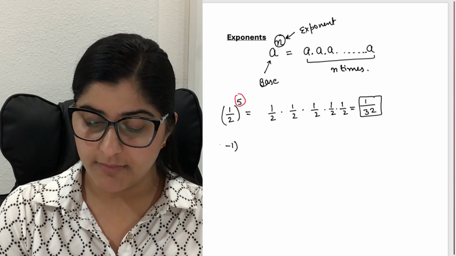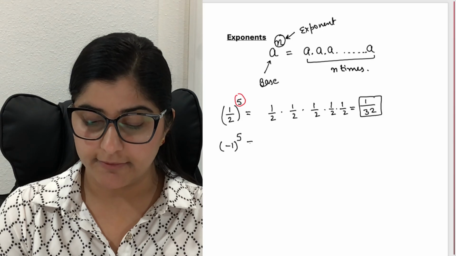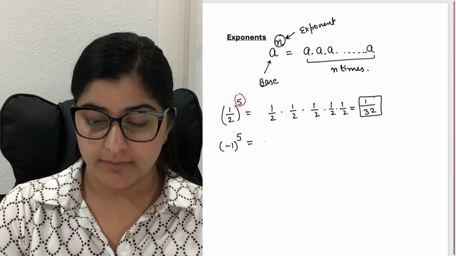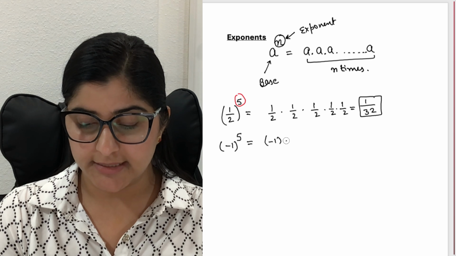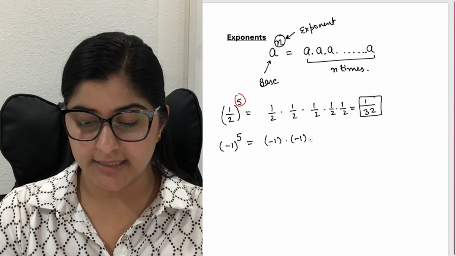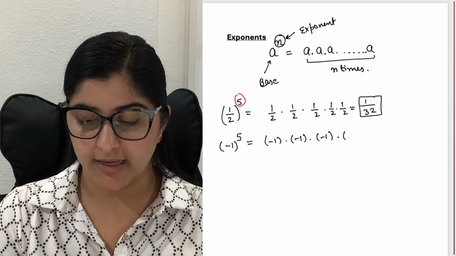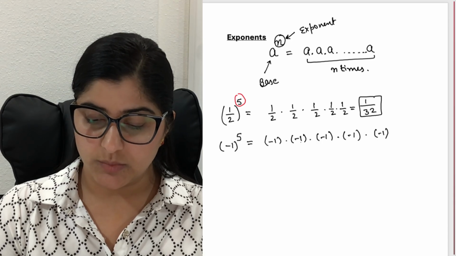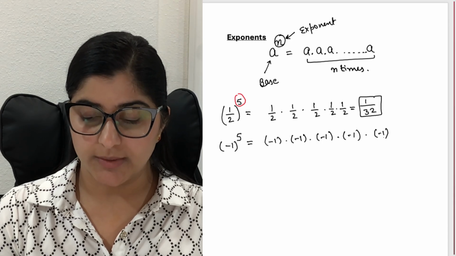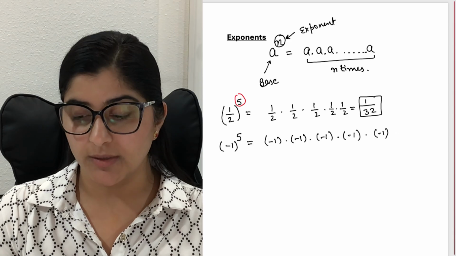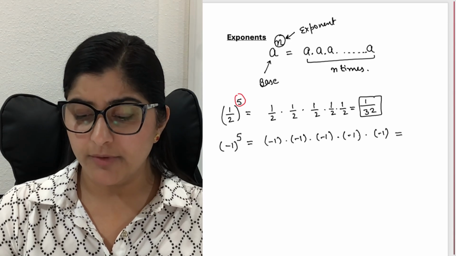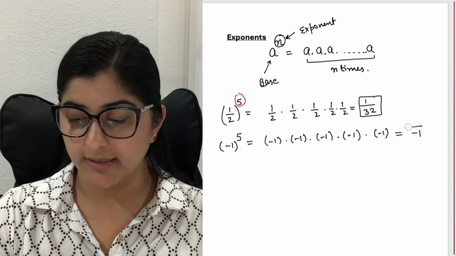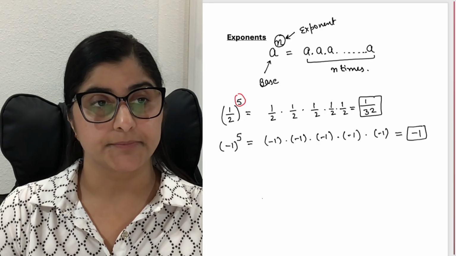Now if you have minus 1 to the power 5, again it is a repeated multiplication. We are multiplying the base by itself and the exponent is telling us we are multiplying 5 times. So minus 1 times minus 1 times minus 1 times minus 1 times minus 1. So we have an odd number of minus signs. So 1 times 1 is 1 and the final answer will be negative 1.